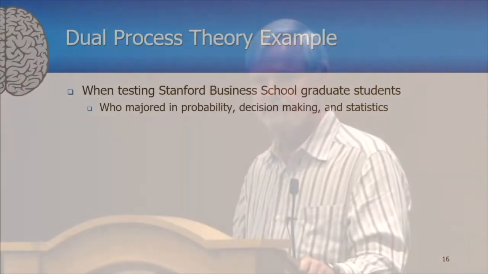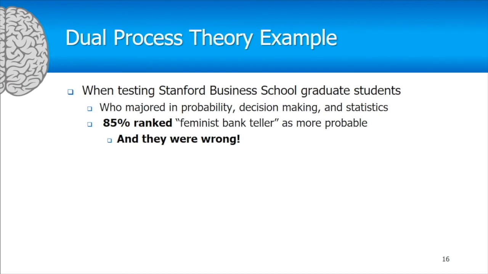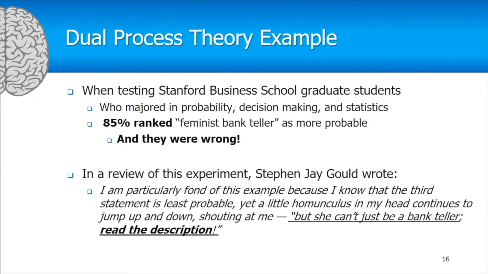In fact, Stanford Business School graduate students, 85% gave the wrong answer. And these are people that supposedly know about all this stuff: probability, decision-making, statistics. In a review of this experiment by Stephen Jay Gould, he wrote, "I am particularly fond of this example because I know that the third statement is least probable, yet a little homunculus in my head continues to jump up and down shouting at me, 'but she can't just be a bank teller, read the description.'" That homunculus knows he's right. The doer knows he's got the right answer, and he's trying to convince the thinker that he's got the right answer.